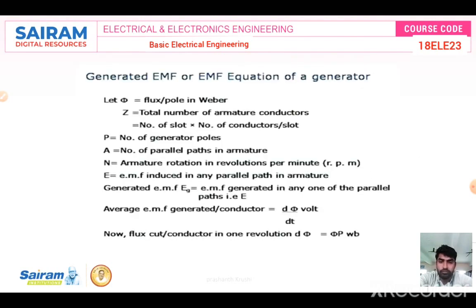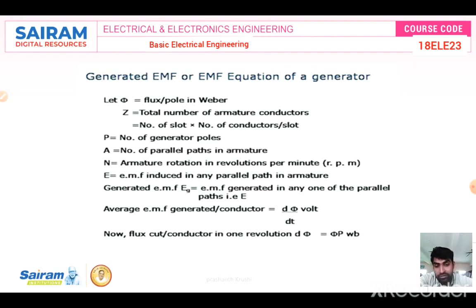Now, the generated EMF, or EMF equation of the generator. Let phi be the flux per pole in Weber, and Z the total number of armature conductors, so Z is equal to the number of slots times the number of conductors per slot. P is the number of generating poles. A is the number of parallel paths in the armature; here we have lap winding and wave winding. N is the armature rotation in rpm, and E is the EMF induced in any one parallel path in the armature. The generated EMF Eg is equal to the EMF generated in any one parallel path, that is E.